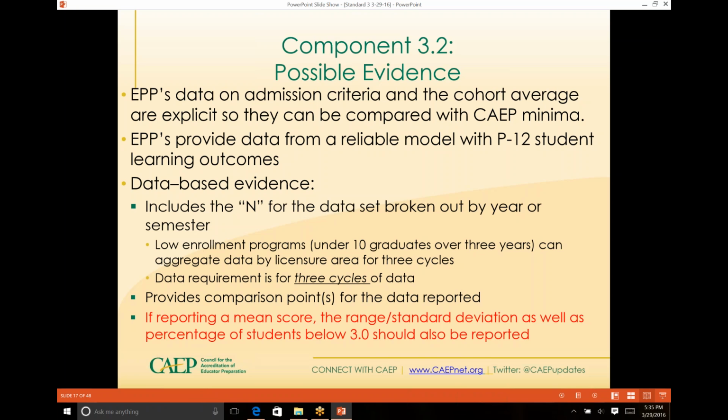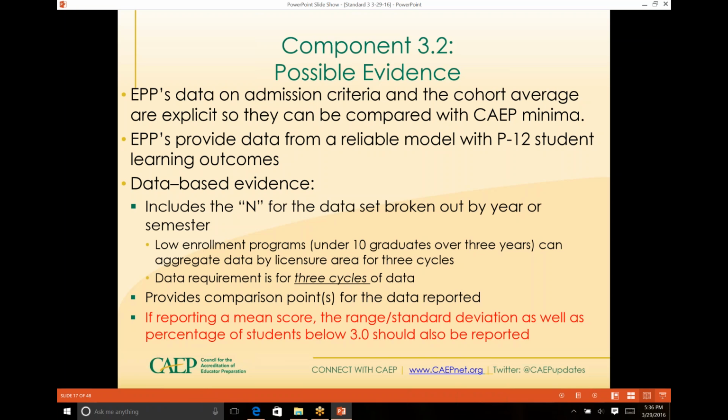Low enrollment programs, which means 10 graduates or fewer over 3 years, you can aggregate across those 3 years. You need 3 cycles of data and provide comparison points. So if it's a national average on the SAT and here's where your candidates sit, perfect.